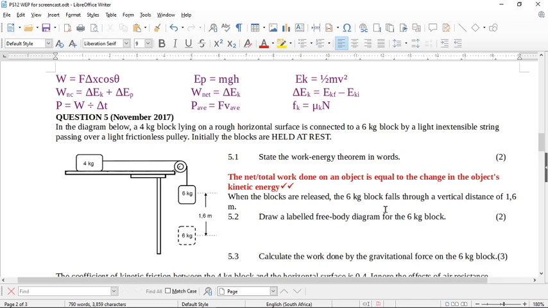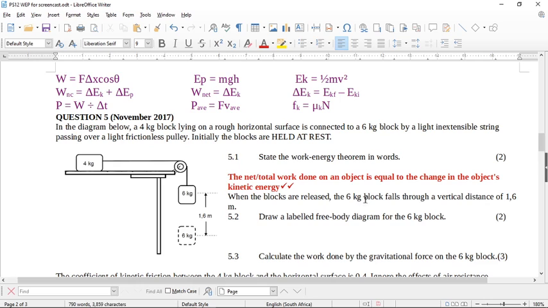When the blocks are released, the 6 kilo block falls through a vertical distance of 1,6 meters. Okay, so if this block is moving 1,6 meters, you must understand that this block is also moving 1,6 meters, and it's on a rough horizontal surface. So this block is going to experience some friction in its 1,6 meter journey.